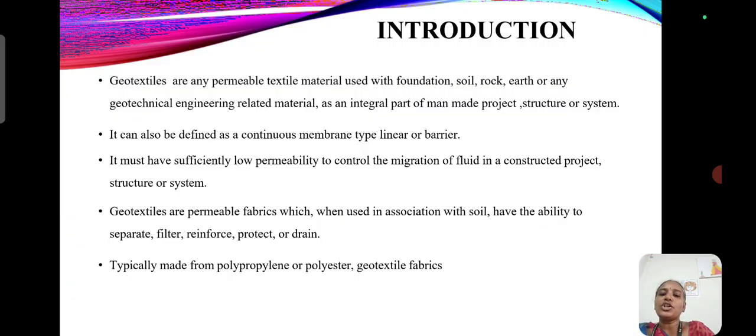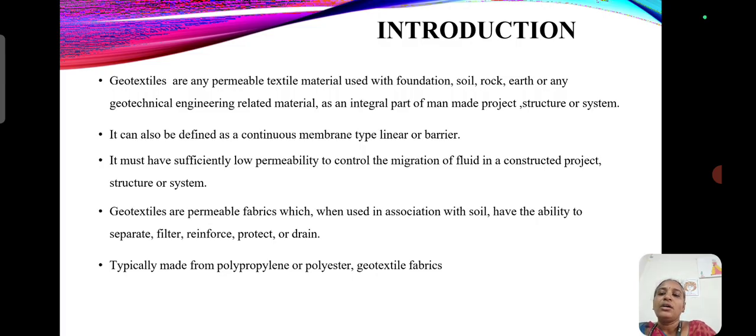Introduction to Geotextiles. When we talk about Geotextiles, it is a permeable textile material used with foundation, soil, rock, earth or any geotechnical engineering related material. It is also an integral part of man-made projects and structural systems, and it can be defined as a continuous membrane type, linear or barrier. When we talk about the permeability of geotextiles, it is very low, and it helps to control the migration of fluid in a construction project.